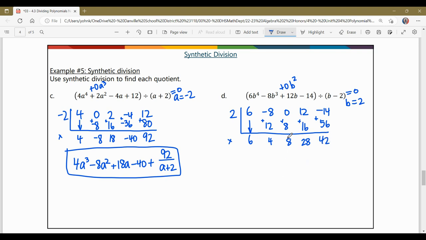That's my remainder. My original problem started with b to the fourth, so my answer is going to start with b to the third. So 6b cubed plus 4b squared plus 8b plus 28 plus 42 over b minus 2.